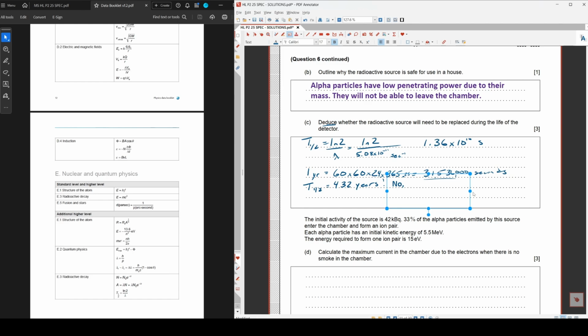And we want some reasoning, so we could say a very small fraction of the source will decay during the life of the detector.